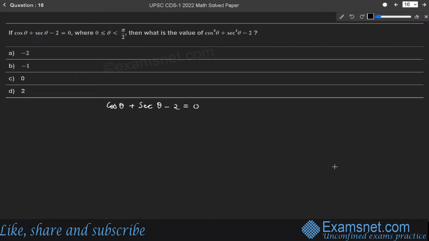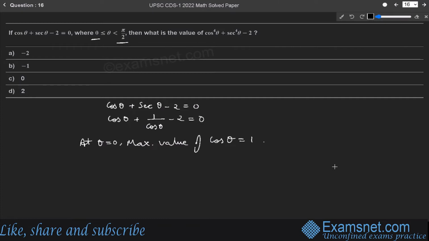So it can also be written as cos theta plus 1 upon cos theta minus 2 is equal to 0, because sec theta is equal to 1 upon cos theta. And we know that the maximum value of cos theta is 1 at theta equal to 0. Here in the question, theta lies between 0 and pi by 2. So at theta equal to 0, the maximum value of cos theta will be 1. So the above equation is valid only when theta is equal to 0.